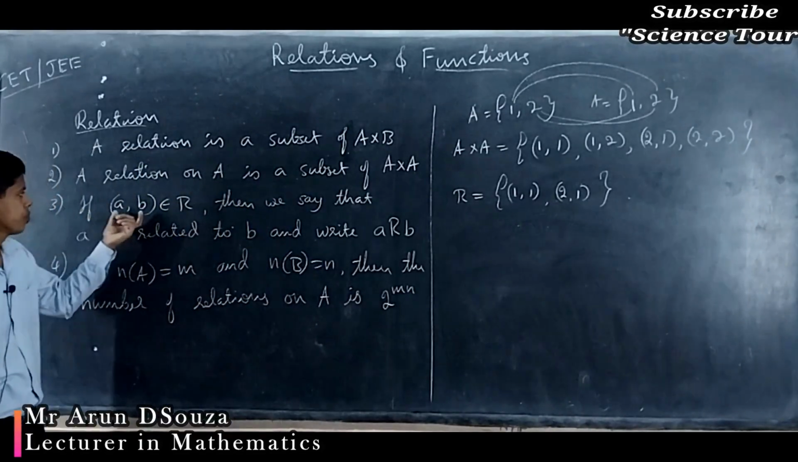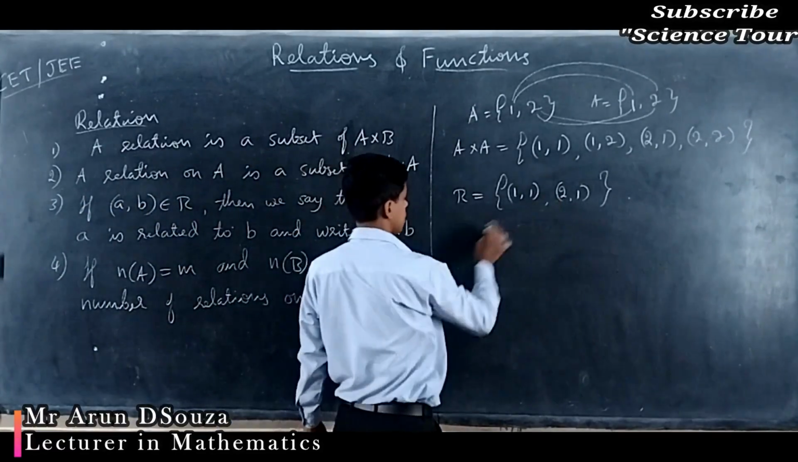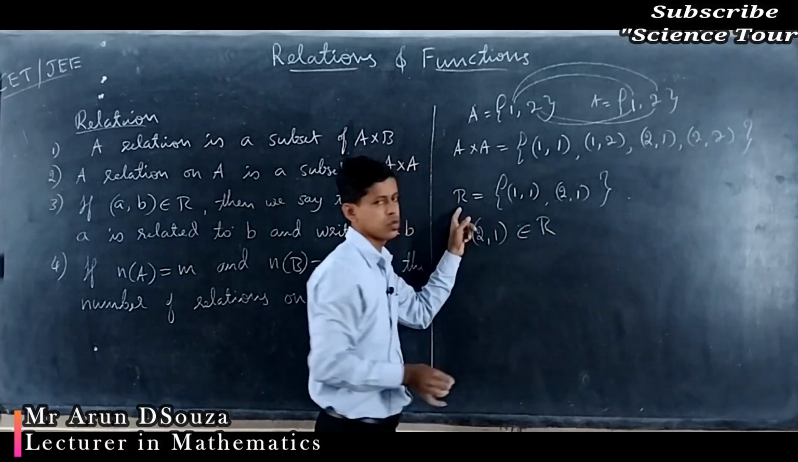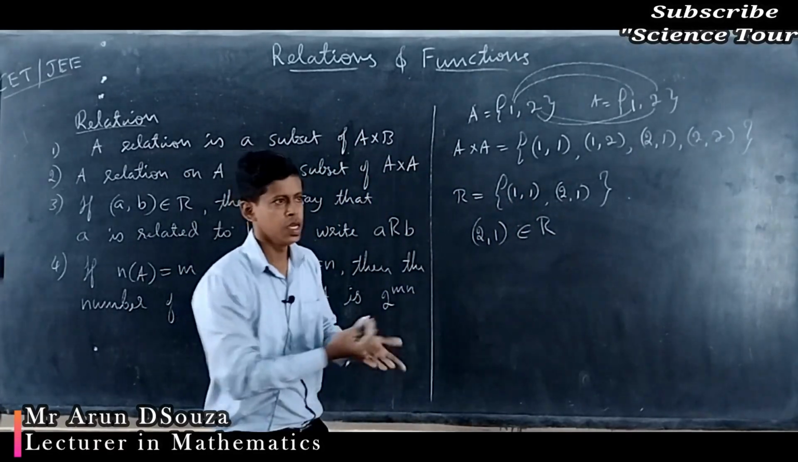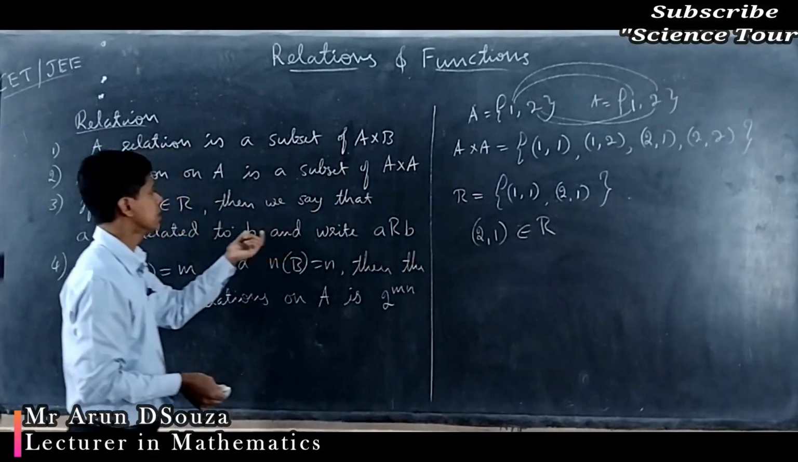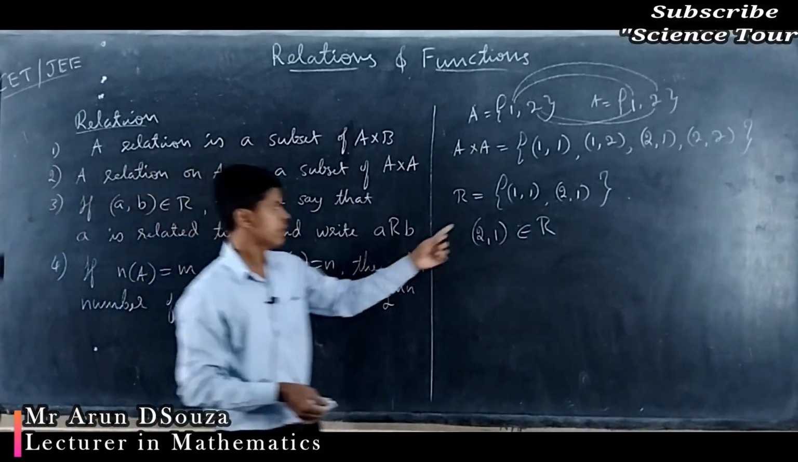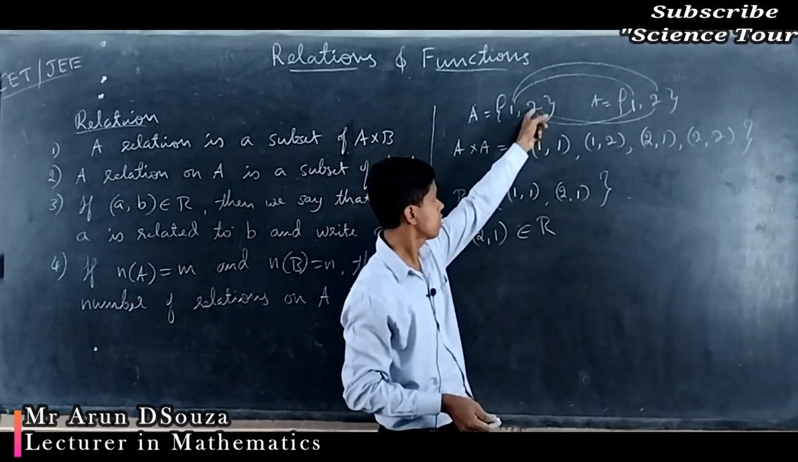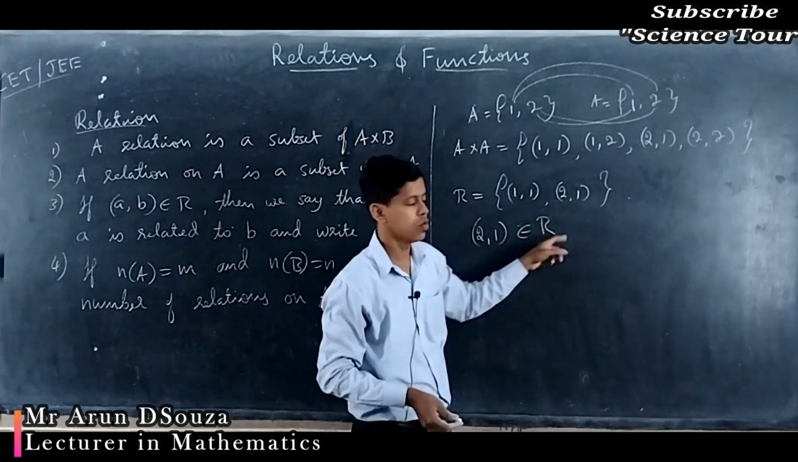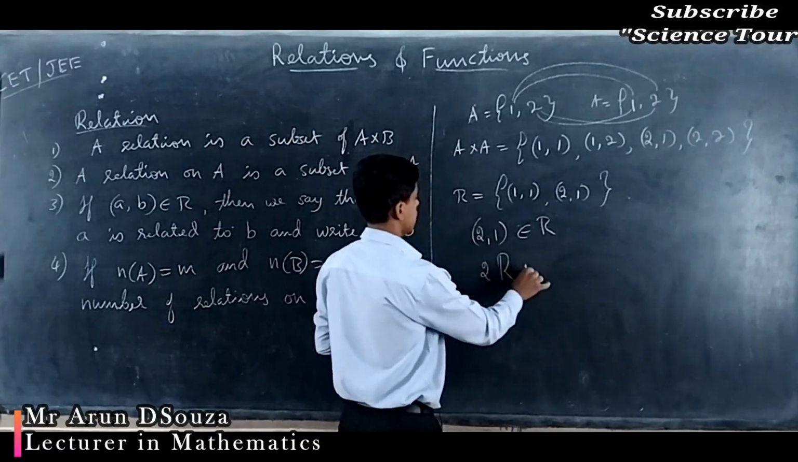Now what if (a, b) belongs to R? How do you read it? Say (2, 1) belongs to the relation. How do I read this? I say that a is related to b. That means 2 is related to 1. That's how I read it. Or I can simply write 2 R 1.